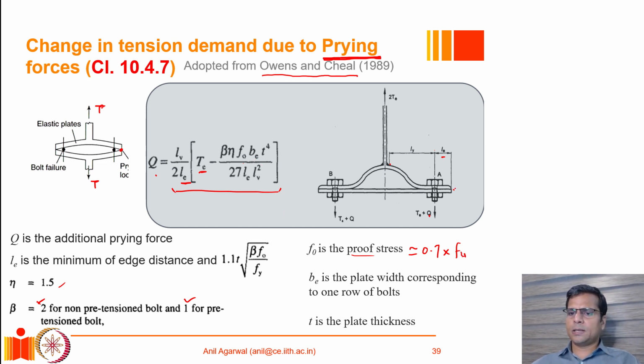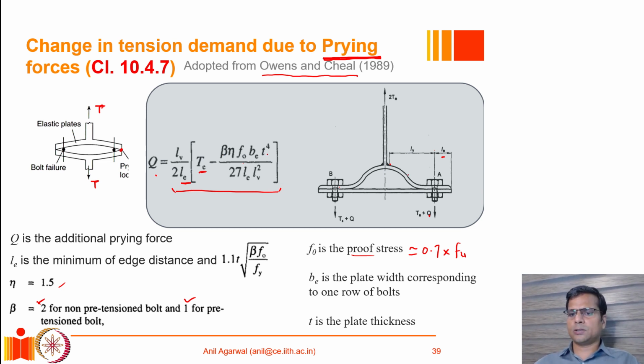BE is the depth or width of this plate in the perpendicular direction. That is the width that corresponds to one row of bolt. So this is one row of bolt. So how much of the width of this section is supported by one bolt? That is the width, BE.